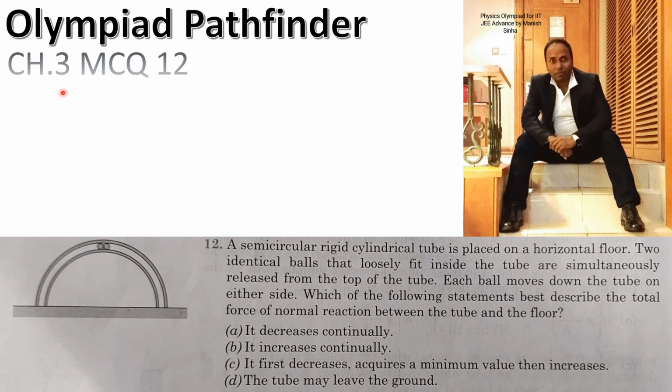Hello everyone. This question has been taken from Olympiad Pathfinder, Chapter 3, Multiple Choice Question number 12. The question says, a semicircular rigid cylindrical tube is placed on a horizontal floor. Two identical balls that loosely fit inside the tube are simultaneously released from the top of the tube.